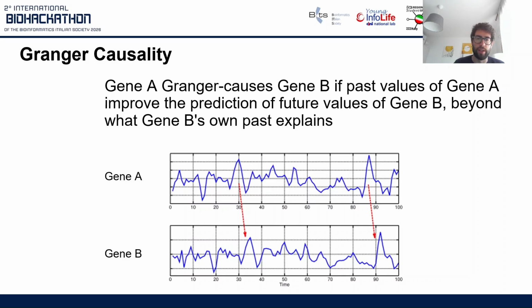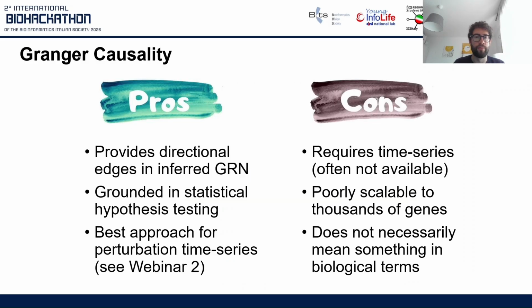This is actually looking at preserved patterns over time of a certain gene with another one. So if we look at this image, we see that there is this similar set of patterns that happen in gene B a little bit later than gene A. So in this case, we can say that gene A Granger causes gene B. It's not perfect, it's not an actual causality per se, but it's a bit more than correlation and mutual information.